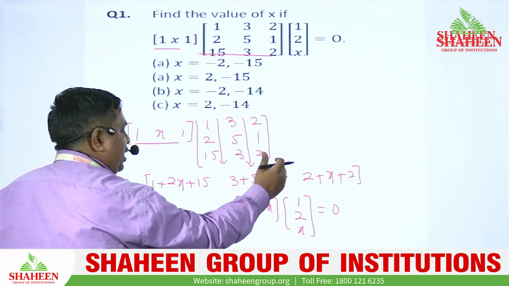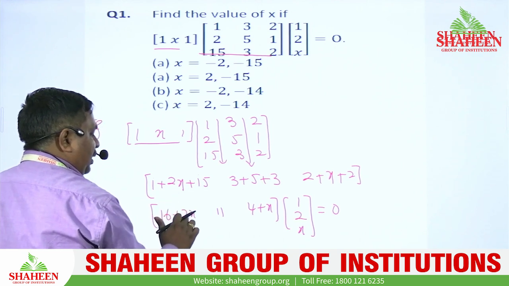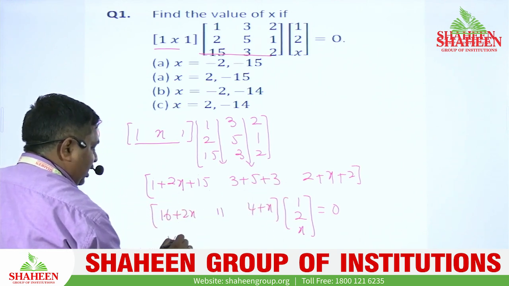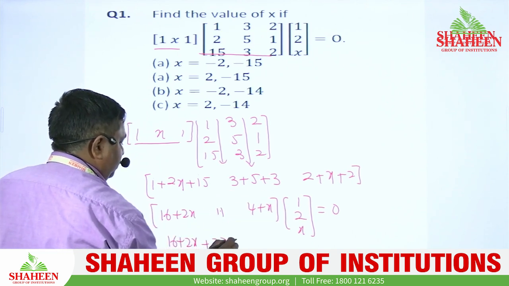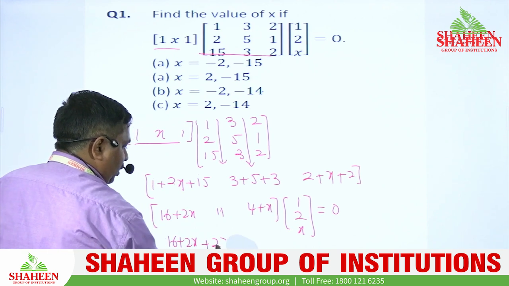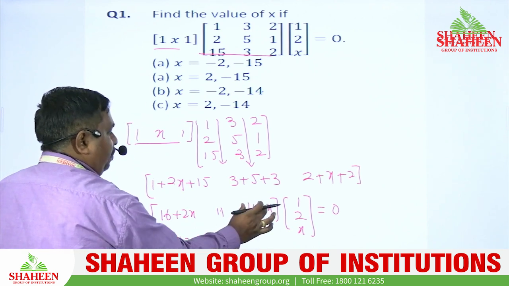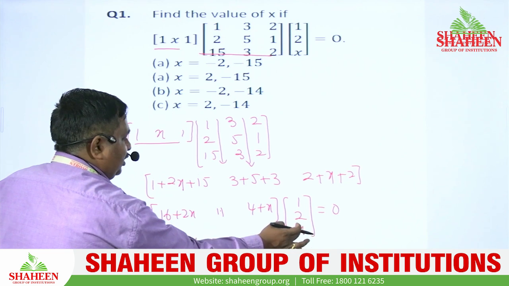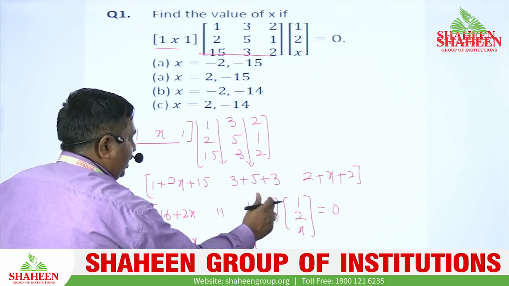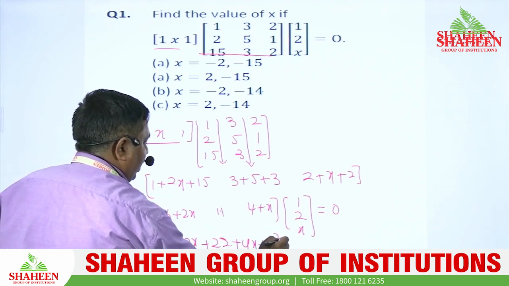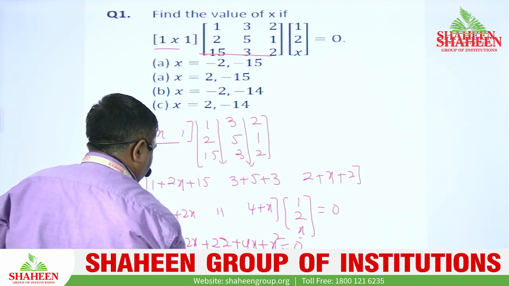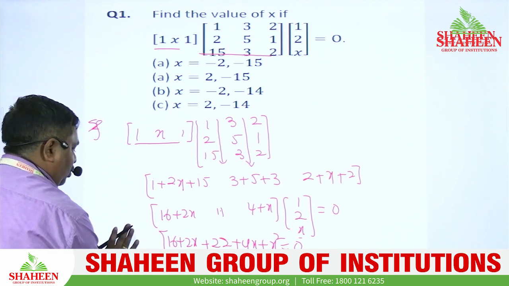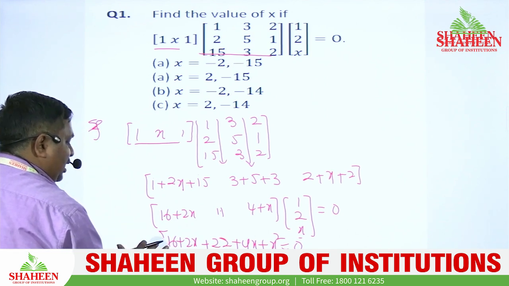We have only one row and one column. 16 plus 2x into 1, that is 16 plus 2x, plus 11 into 2, 22, plus 4 plus x into x. 4 plus x into x, into 4 is 4x. X into x is x square. And this result is given, it is equal to 0. Or directly we can take that this element is equal to 0.